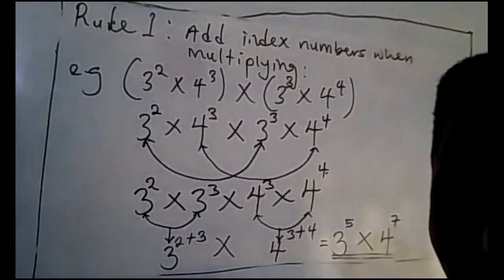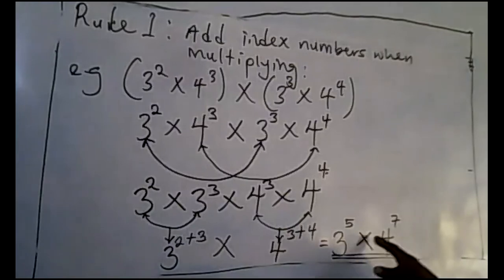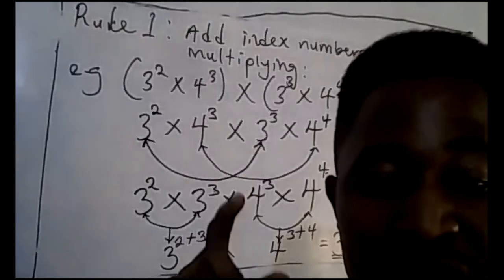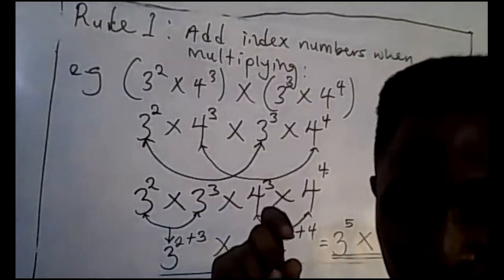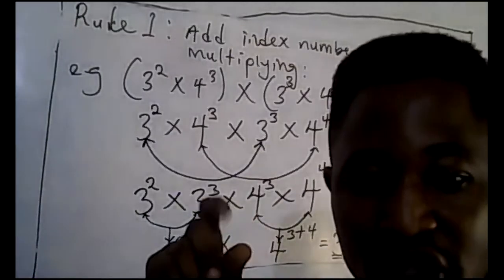Please do not ever make the mistake of saying 3 times 4, 12, then 5 times 7, 35. It's wrong. Do you know why? Because 3 and 4 are not like terms. They don't belong to the same family. 3 and 3, yes, like terms. They belong to the same family. 4 and 4, yes, like terms. They belong to the same family.